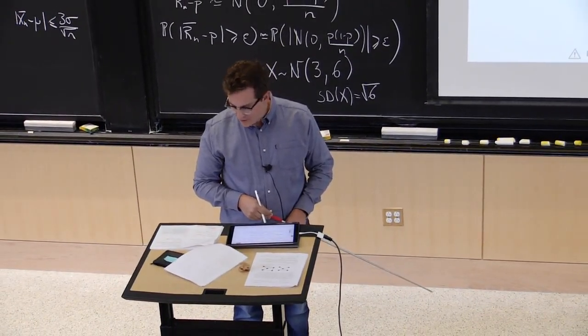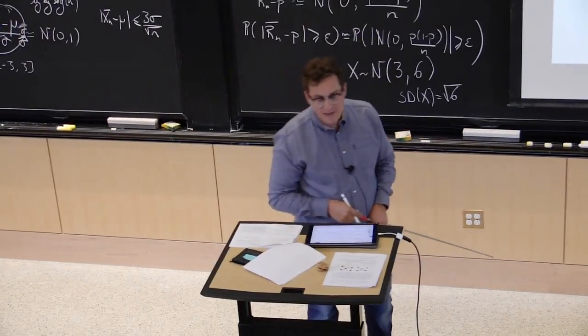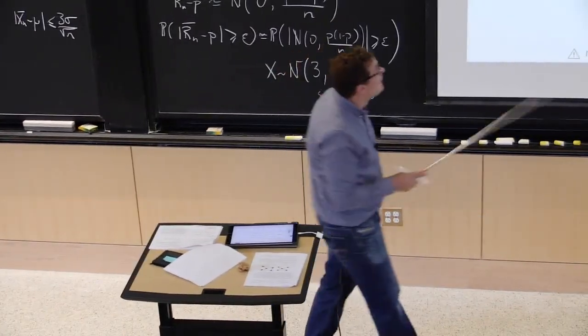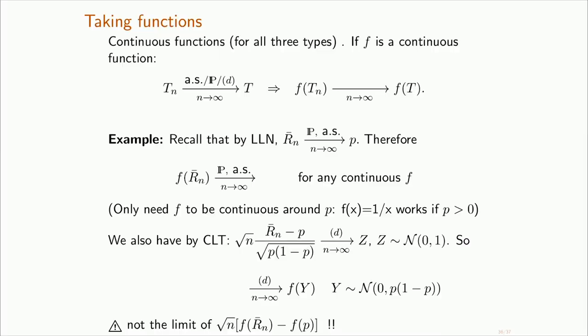Here's an important one, which is the continuous mapping theorem. It says that if you have Tn that converges to T, then f of Tn converges to f of T in all three senses: almost sure, in probability, and in distribution, respectively. And this is called the continuous mapping theorem.